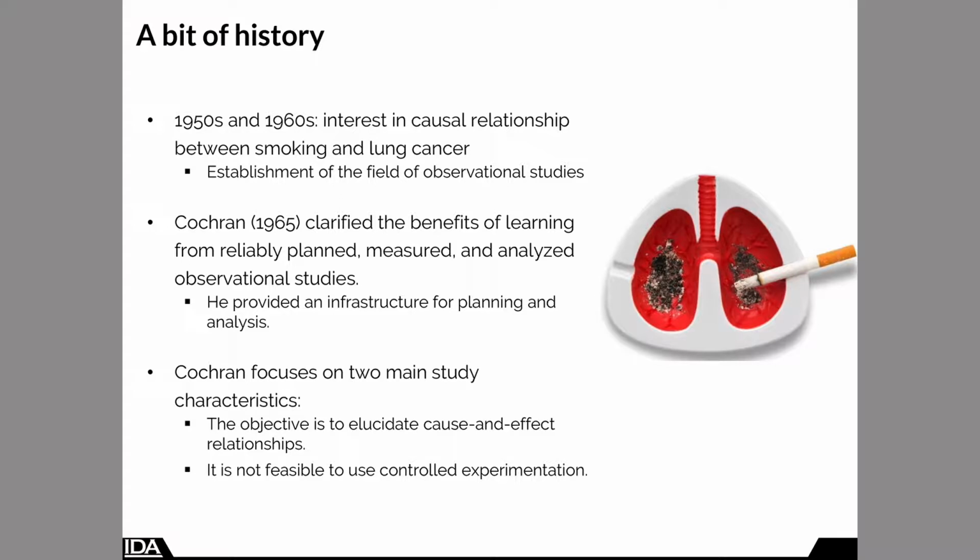And so in the 1960s, that's when the field was really established with the help of Cochrane, who clarified the benefits of observational studies. If you properly plan them, properly execute them, and properly analyze them, you can actually draw a lot of inference from them. And that certainly came true for smoking and lung cancer. Right now, we're all comfortable with that association. An experiment was never conducted to estimate these causal effects.